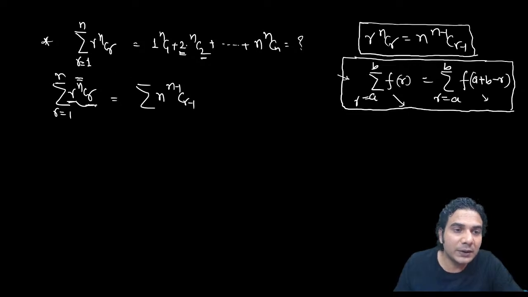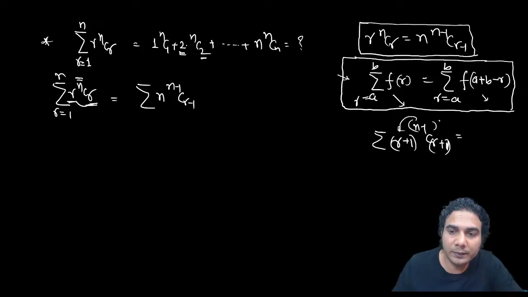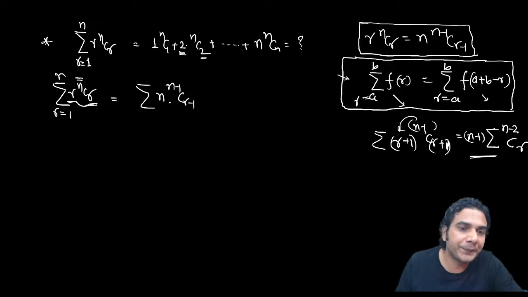And these numbers will be decreased by 1. For example, if you have r plus 1, n minus 1 c r plus 1, then also you can apply. See, this is your r, this is your r. So these two are same. Then after applying, this number will come in place of r plus 1. So n minus 1, you can take this outside the summation. This n minus 1 will become n minus 2 c, and this r plus 1 will become r plus 1. So in this way you can apply this formula.